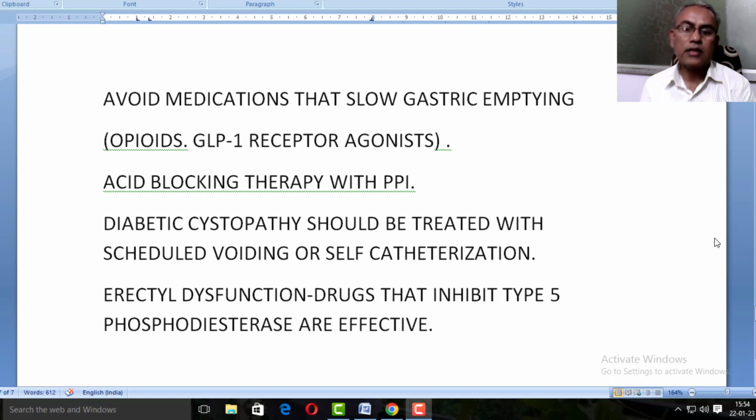Next, diabetic cystopathy should be treated with scheduled voiding or self-catheterization in case of urinary retention. Advise the patient to go frequently for urination at a scheduled time, maybe half-hourly or hourly, so that he should not pass urine involuntarily. In case of erectile dysfunction, drugs that inhibit 5-phosphodiesterase are effective, that is sildenafil, tadalafil, etc.